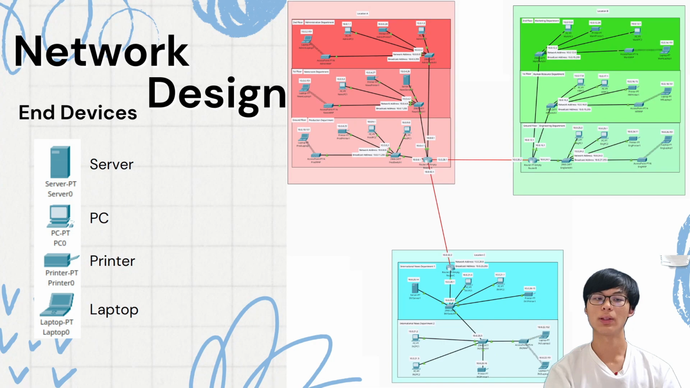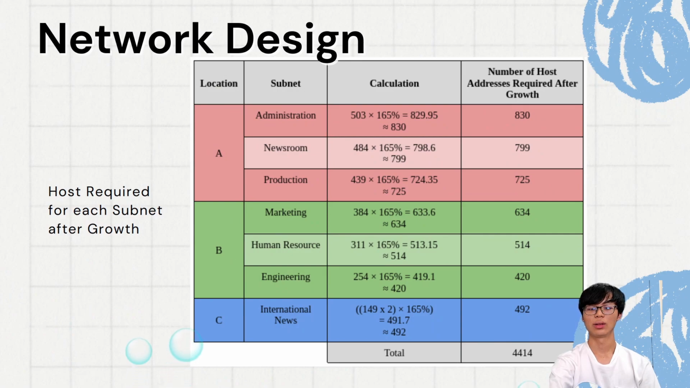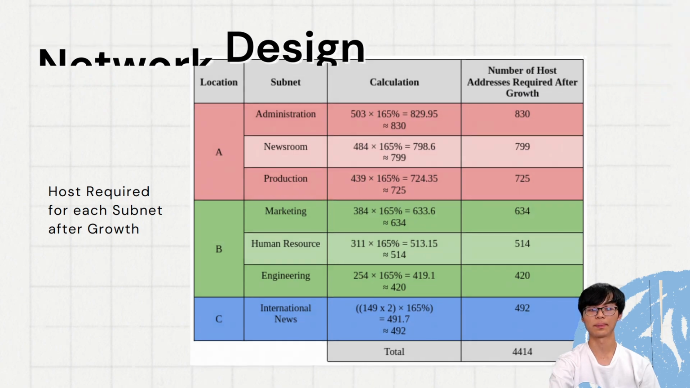Next, I'll be talking about the end devices used in our network topology. For the server, PC, and printers, we connect them via the copper straight-through cables to the switches on each subnet. And for laptops, the laptop will use wireless connection to connect to the wireless access point. This will be the hosts required for each of the subnets after growth of 65%. And the total number of host addresses required is 4414.